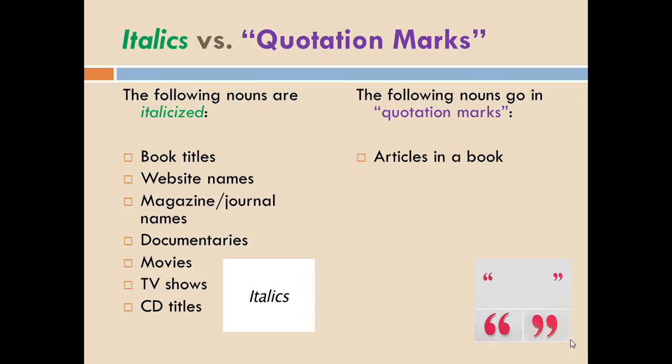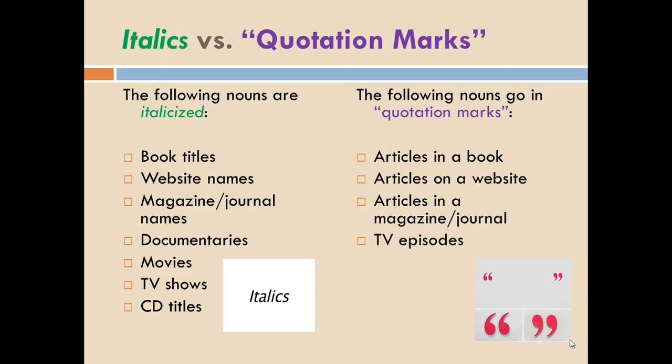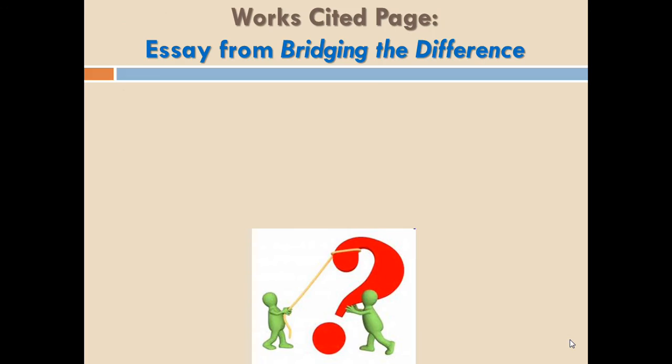For example, a book title is italicized, but an article from a book goes in quotations. A website name is italicized, but an article from a website goes in quotations. Same thing for an article in a magazine or a journal, a TV episode name, a song title. So again, smaller things go in quotation marks, bigger things go in italics.